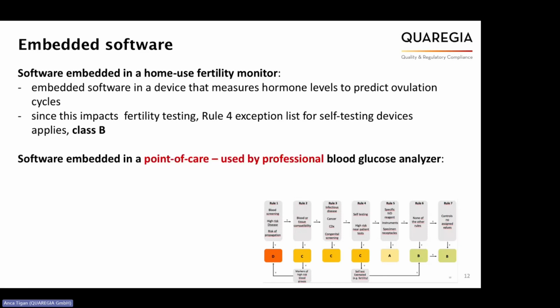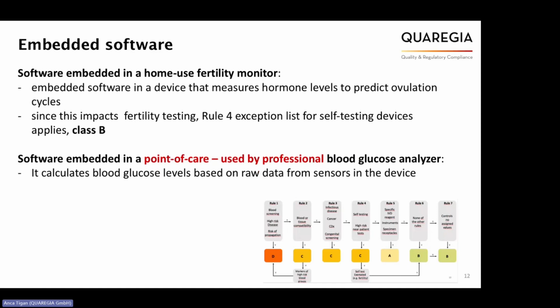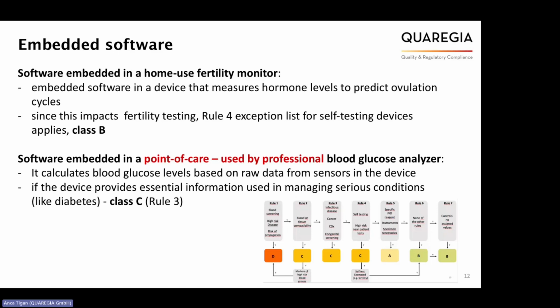Another example would be software embedded in a point of care, namely used by professionals, blood glucose analyzer. What the software would do, it would calculate blood glucose levels based on raw data from sensors in the device. And if the device provides essential information that is used to manage serious conditions like diabetes, this would also fall under Class C, under Rule 3.